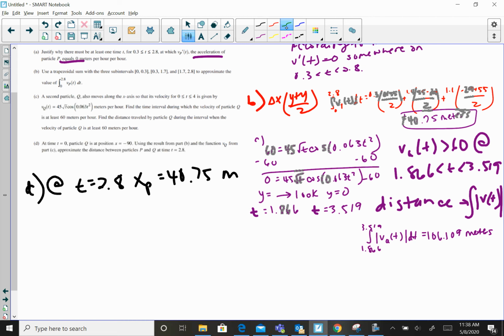Now to find out what the position of Q is, you're going to start with -90 and then add the integral from 0 to 2.8 of VQ of t dt and put that in my calculator. So -90, math 9, from 0 to 2.8 of VQ, 45 square root of x cosine 0.063 x squared dx. You get, come on, calculator. Stop thinking.